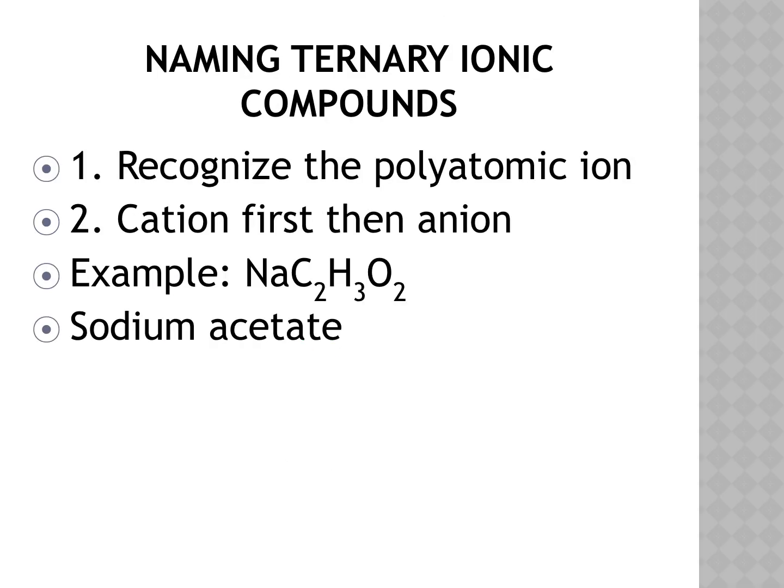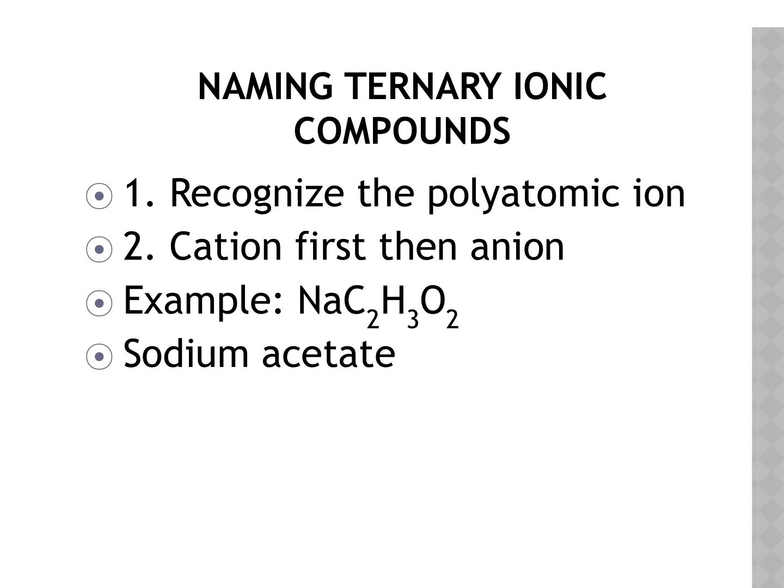The last thing we're going to do is just naming. Naming the ternary ionic compounds is pretty much the same thing as the binary ones. So the first thing is you have to recognize that there's a polyatomic ion in your formula first. And again, ionic compounds are always just 2 parts. There's always a cation and always an anion. So then if there's a polyatomic ion, there's going to be at least 3 elements. I'm going to say 3 plus elements.